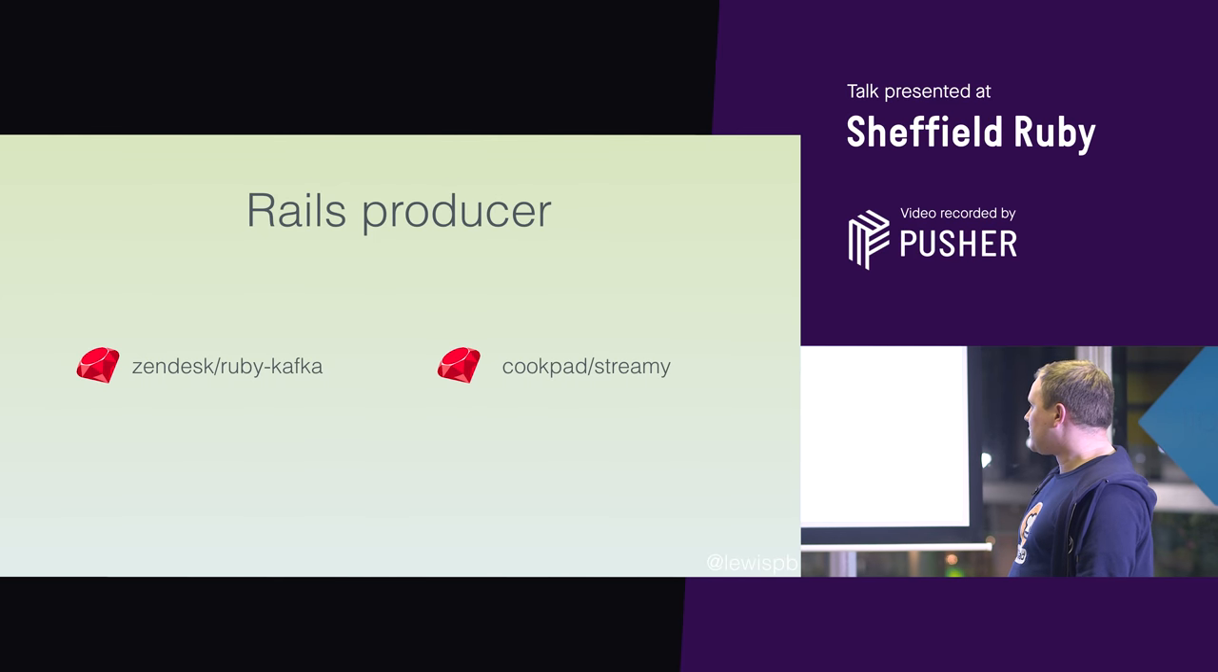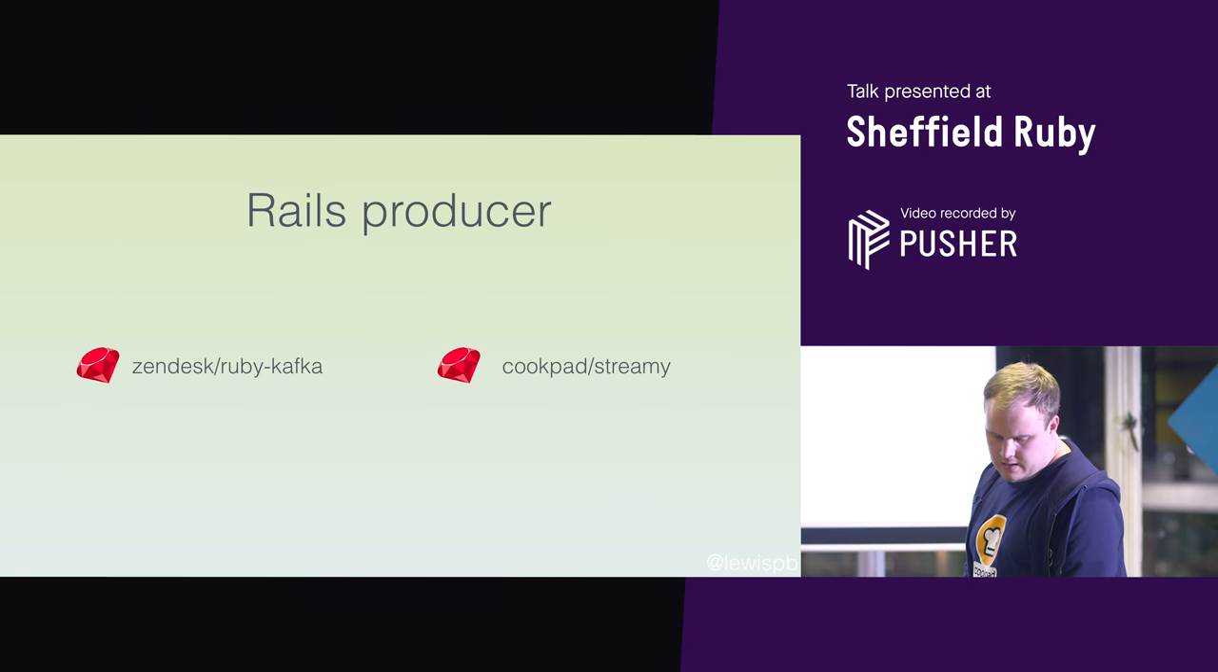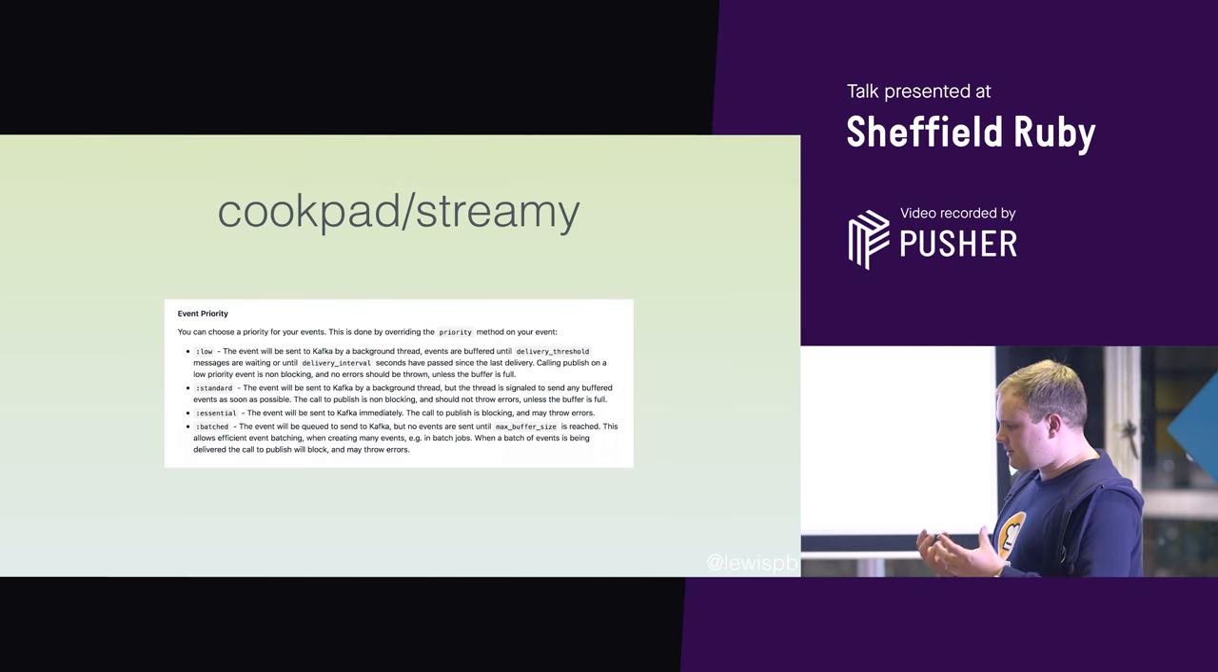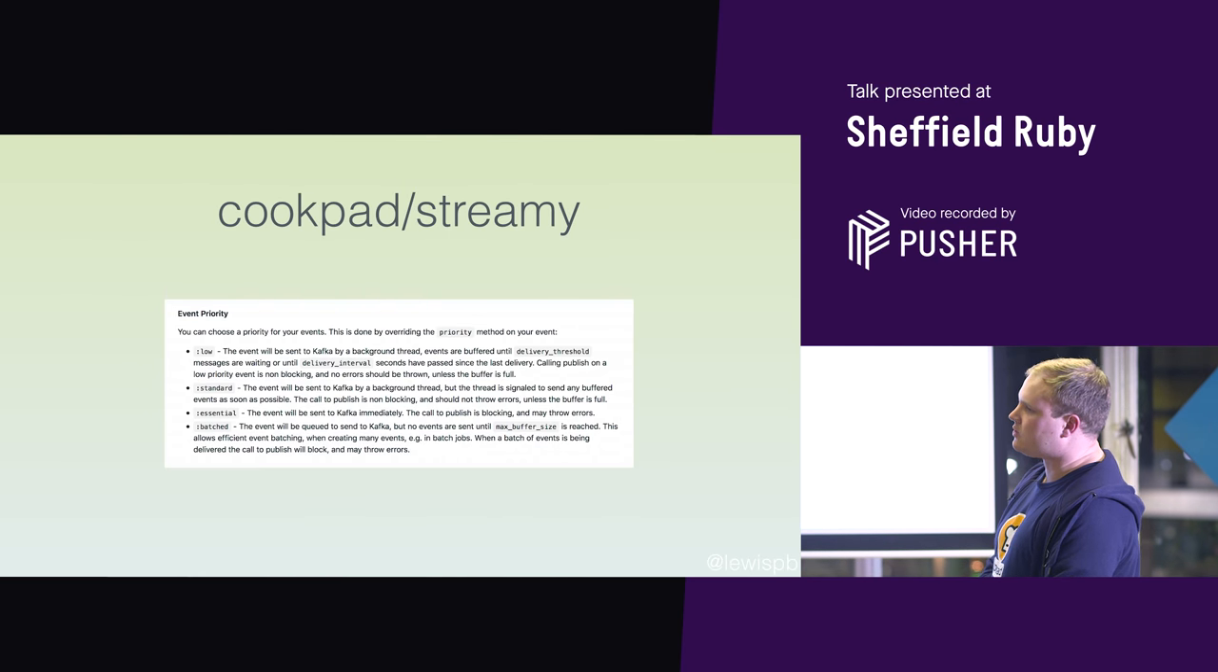So we used that. And actually, the only part we found a little bit lacking was the glue into our Rails code, and we wanted to do some Cookpad specific things. So we've made a gem, it's called Streamy. It's open source on our GitHub. And it supports a few little things like a basic base event class for producing to Kafka. And we also implemented the concept of message priorities, which was something that was important to us.